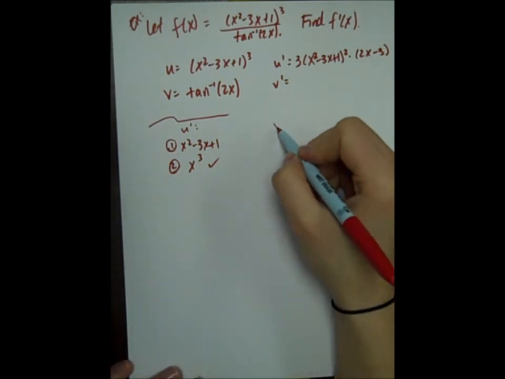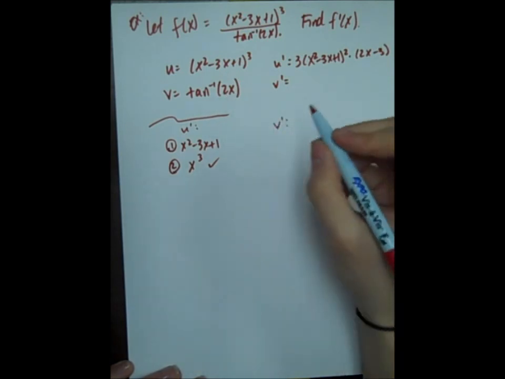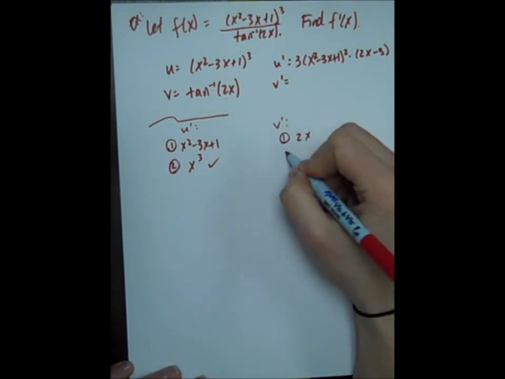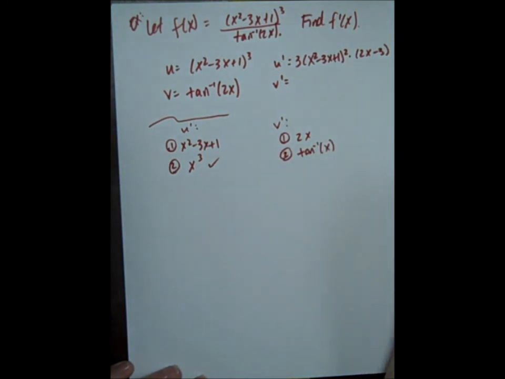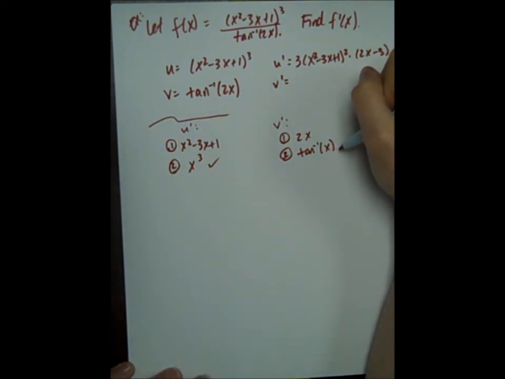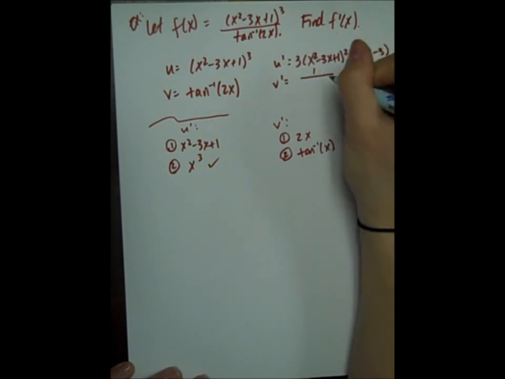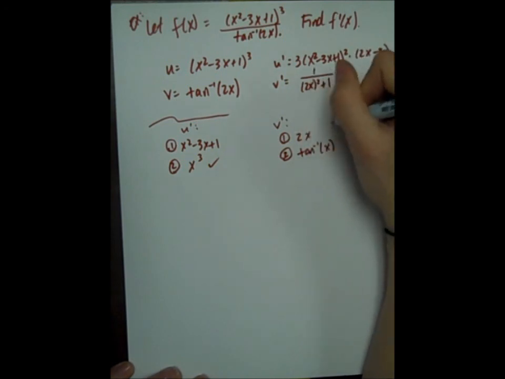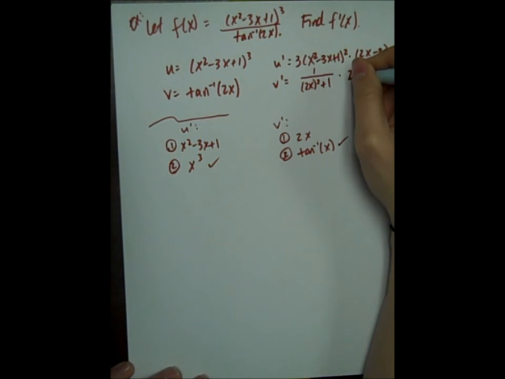Okay, now I've got to find v prime. This is tan inverse of 2x, so this is again a chain. The most inside function is 2x. Next function is tan inverse of x. So now let's see, what's the derivative of tan inverse? That's one we just learned. That was 1 over x squared plus 1, but I don't write x. I write everything above it. And then I multiply this by the derivative of 2x, which is 2.